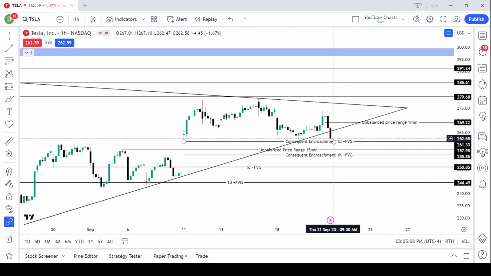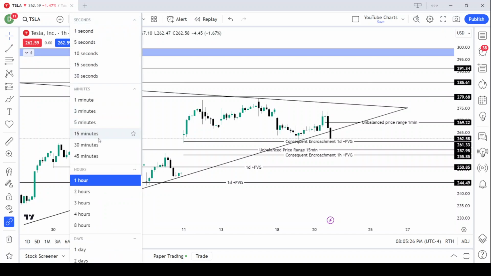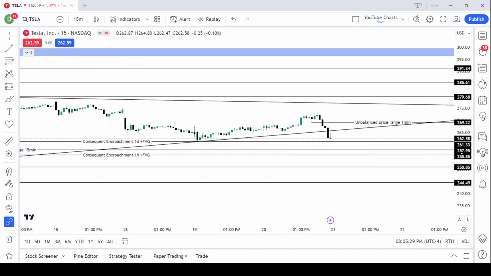Okay, so that could be a possibility over the next 2 days, maybe even into next week, depending if we head lower first, that we come back for that unbalanced price range before we potentially drop lower. Okay, something to be paying attention to. Let's go ahead and drop into a 15-minute chart and see what the 15-minute chart says.